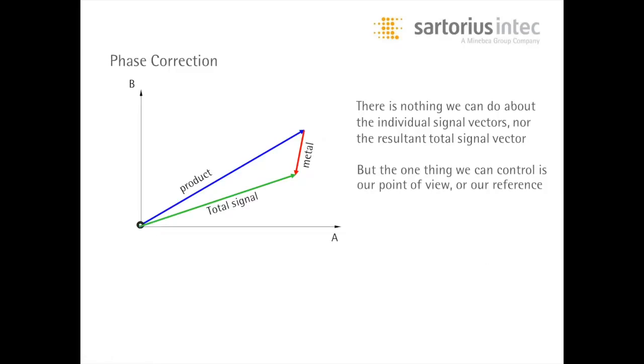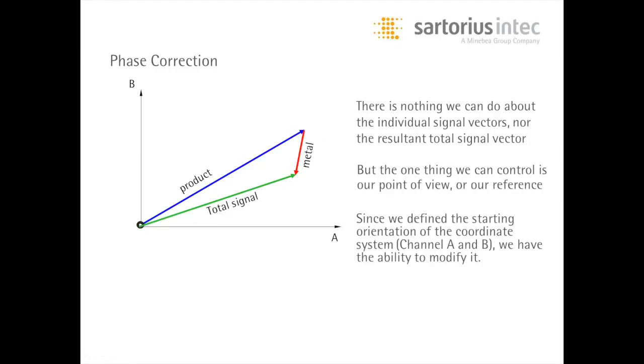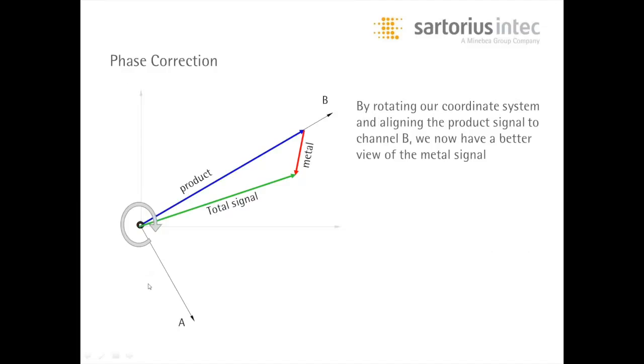But the one thing we can control is our point of view, or our reference, of how we look at these three images. Or actually, we're only looking at this one at this point. So we define the starting orientation of the coordination system, channel A and B. Since we defined it, we have the ability to modify it. So there's something we have control over, and we can adjust the rectangular coordination system.